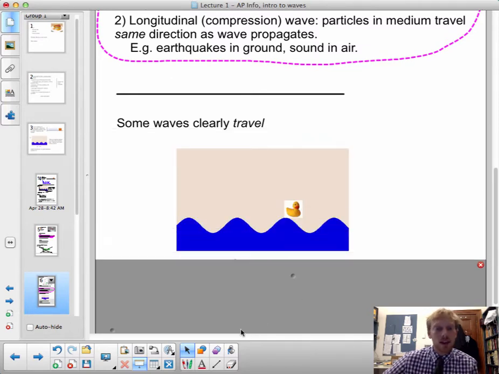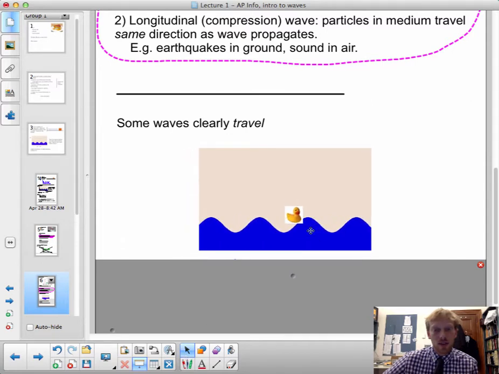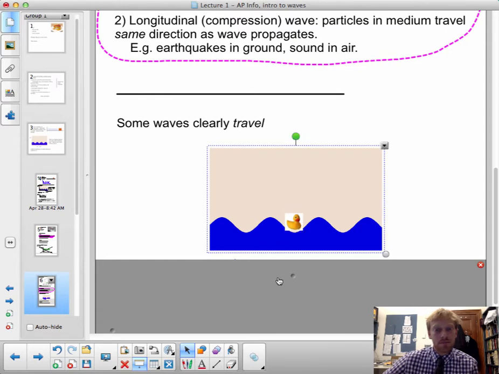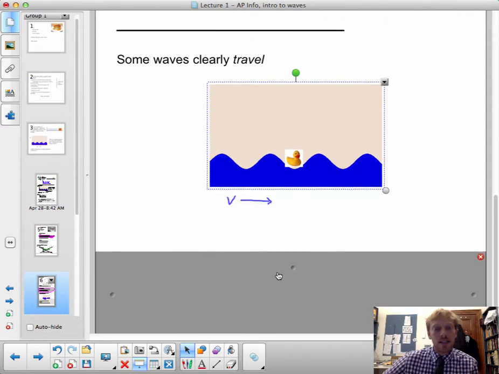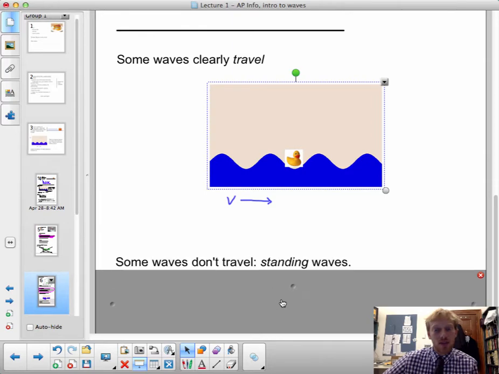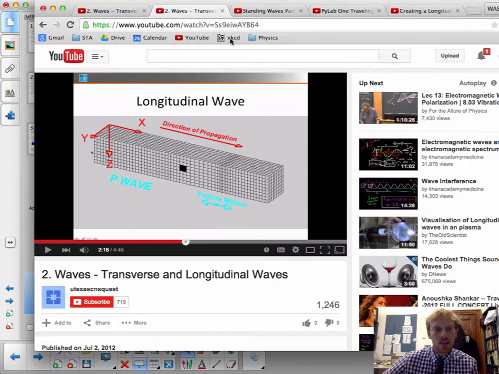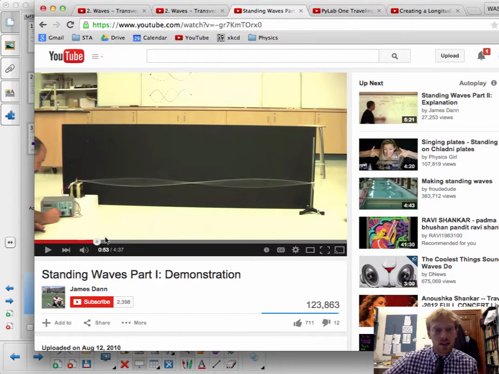Some waves clearly travel. In the first example, this water wave traveled to the right and the rubber duck was bobbing up and down on it. Some waves, it's not easy to say that it travels. Those are called standing waves. Check out this video, either on the screencast or by going to YouTube yourself.